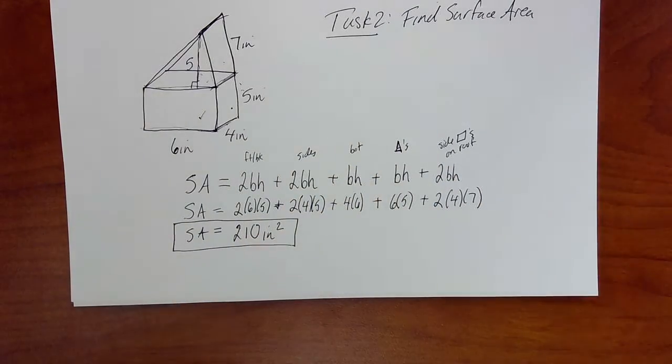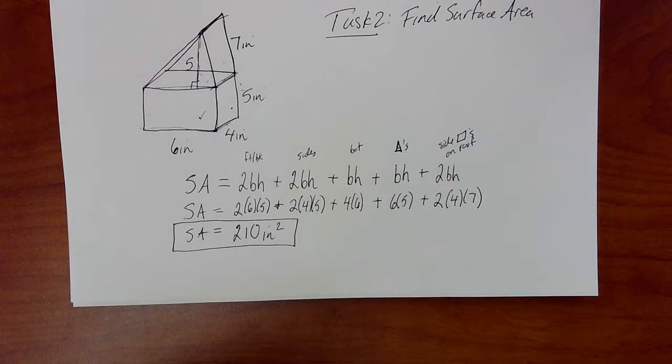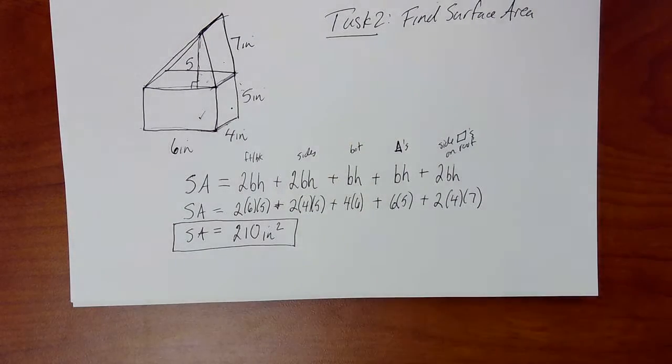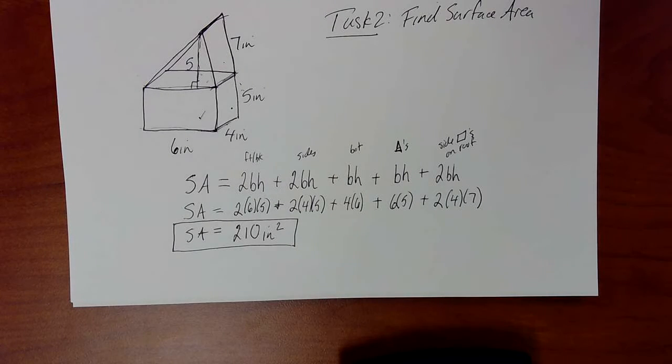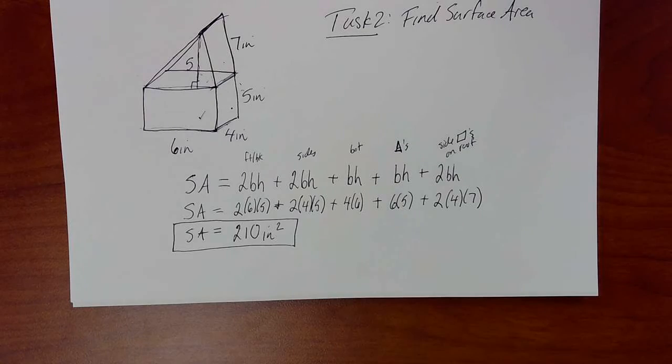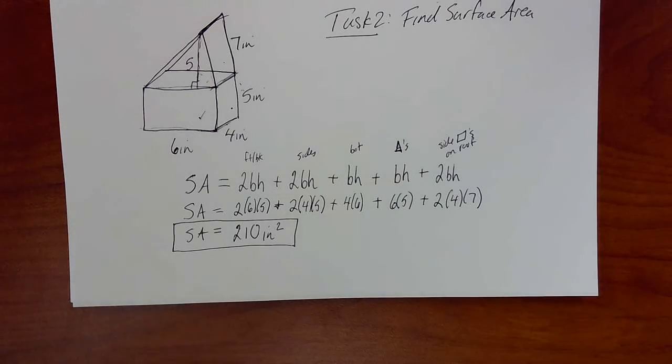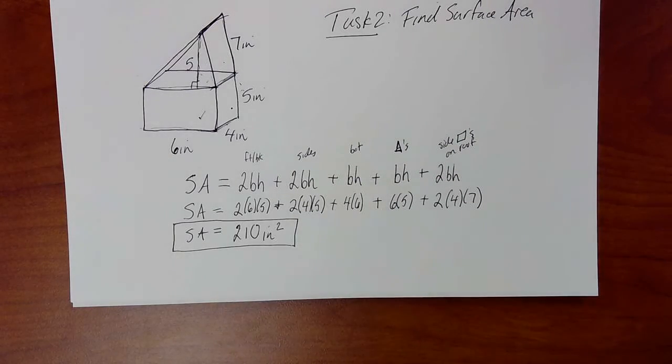You know what? I'm going to type that in just to check because sometimes I make mistakes. Actually, I got my calculator right here. All right. So 2 times 6 times 5, 2 times 4 times 5, 4 times 6, 6 times 5, 2 times 4 times 7. Yep, 210. All right, so again, on the homework, make sure you're showing the formula, substitution, answer with units.